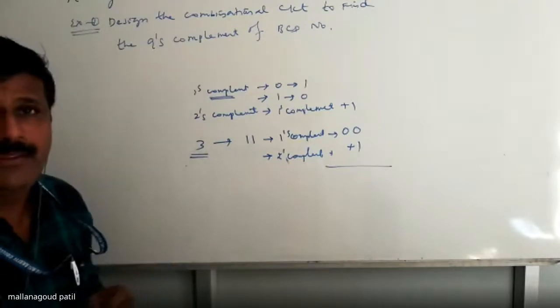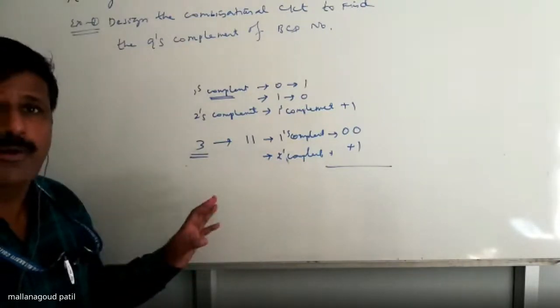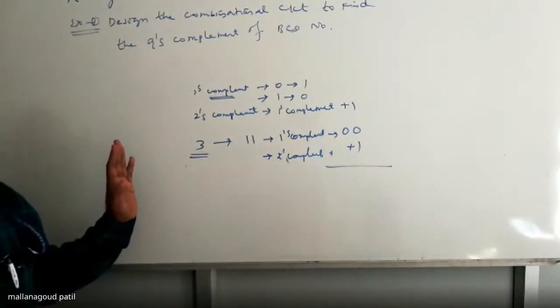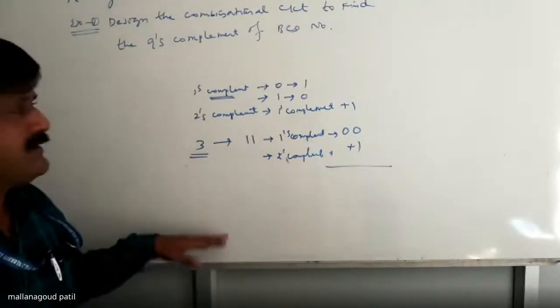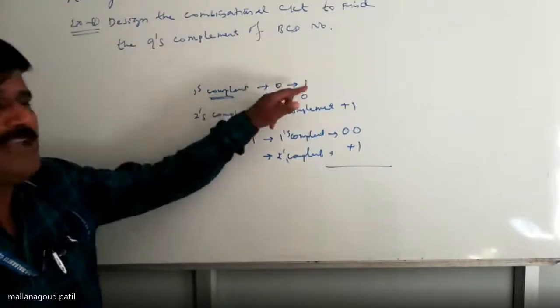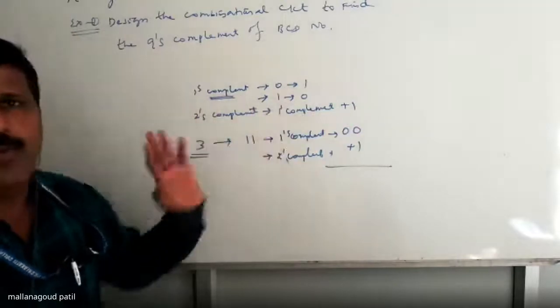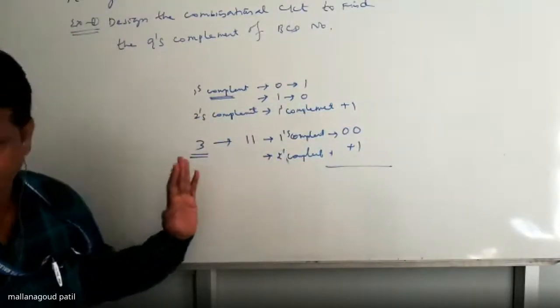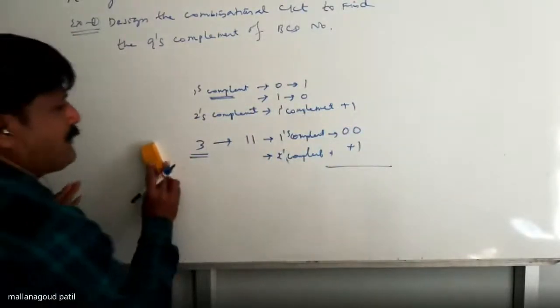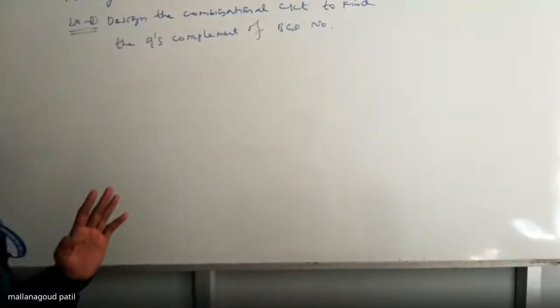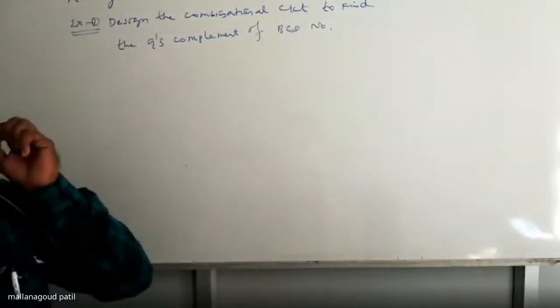You might have studied all this at first year level. If you have any problem, you have to ask. The 1's complement is the complementation of the given bit. The 2's complement is the 1's complement plus 1. And one point you must know: the 2's complement value of the given input is the negative equivalent.